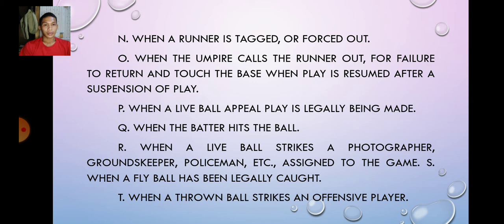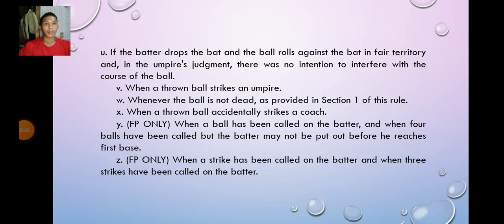When a fly ball has been legally caught. T. When a thrown ball strikes an offensive player. If the batter drops the bat and the ball rolls against the bat in fair territory, in the umpire's judgment, there was no intention to interfere with the course of the ball. B. When a thrown ball strikes an umpire. W. Whenever the ball is not dead, as provided in section 1 of this rule. When a thrown ball accidentally strikes a coach.